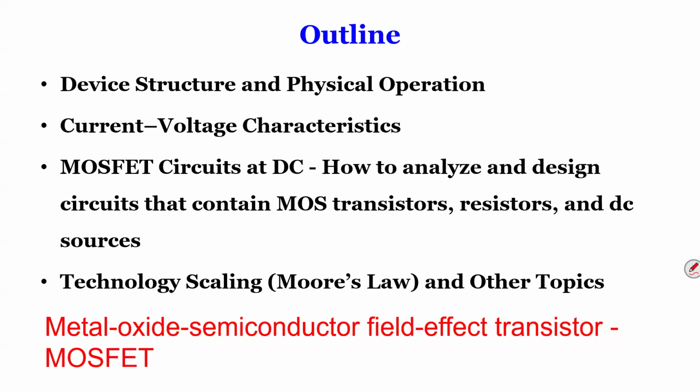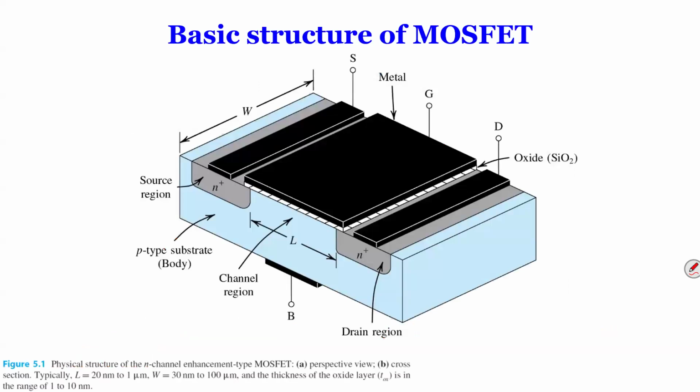MOSFETs. Sometimes they say metal oxide silicon, but sometimes they say metal oxide semiconductor. So this word can be switched between silicon and semiconductor. And here the most important word is the field effect. So we're going to explain what they mean in that MOSFET.